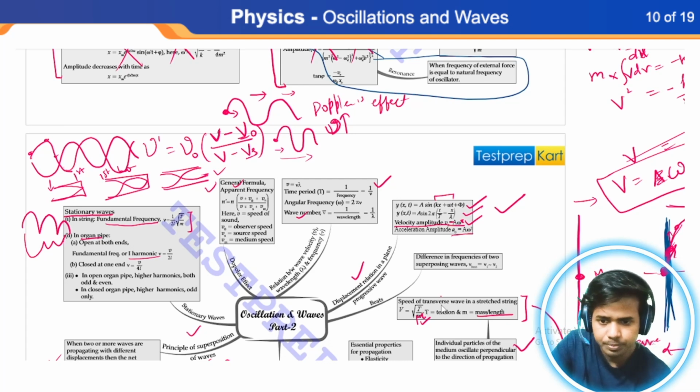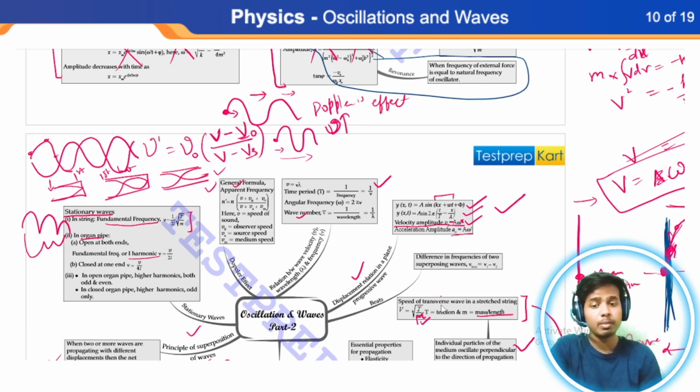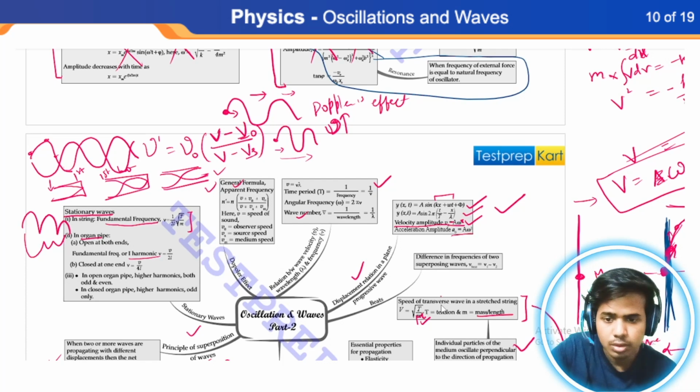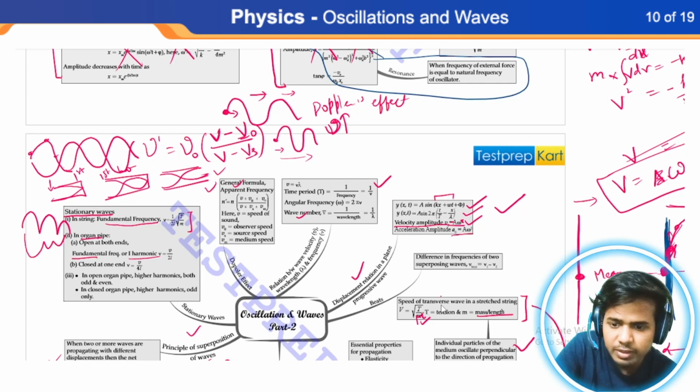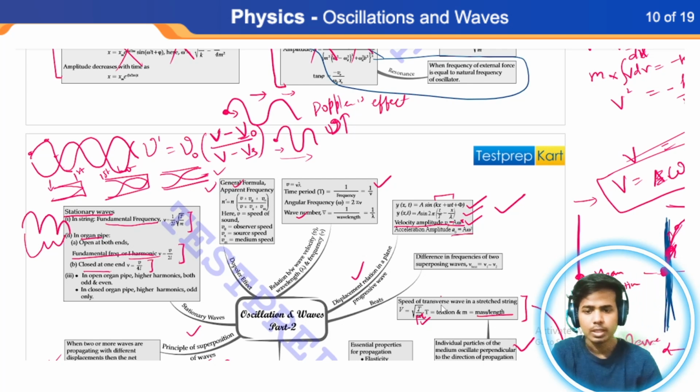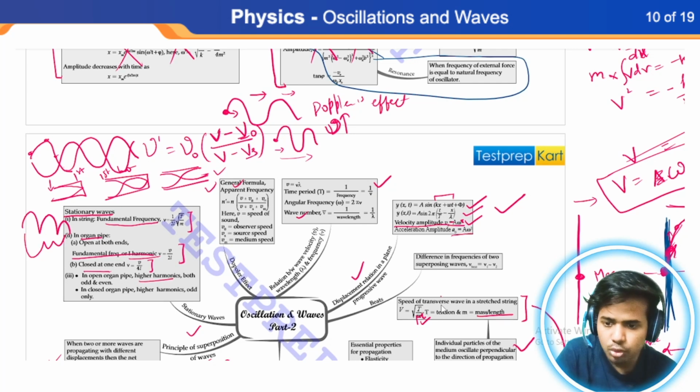So these are the things: first harmonic, fundamental frequency. And in the open pipe, it can only be in the multiples of pi by 2 angle, right? That is why the fundamental frequency or first harmonic looks something like this in this case, and for the closed one it is v by 4l. Higher harmonics, both odd and even, yes of course, because it is the first.